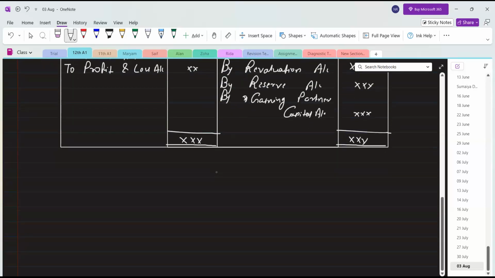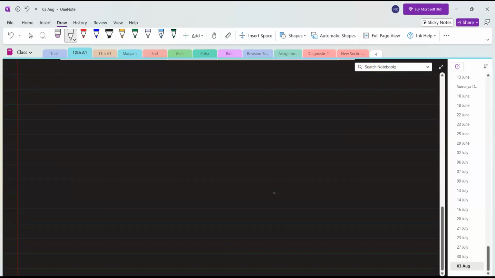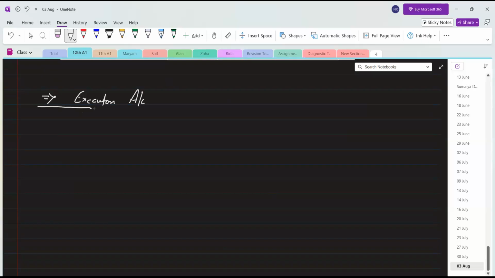Okay, now the last concept of this chapter, the executor account or executor loan account, you can say. Both are the same thing. Don't be confused about this. Sometimes in the book you will find executor, sometimes you'll find executor loan account.